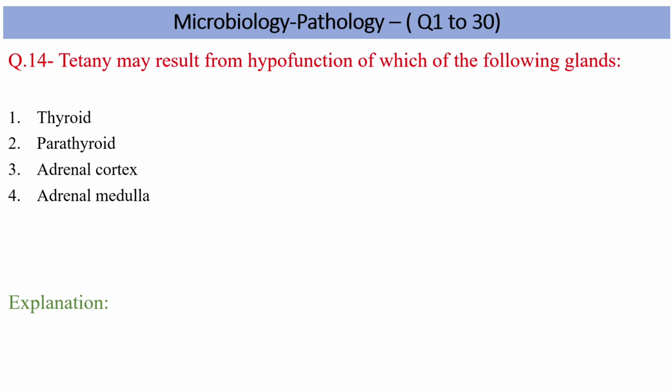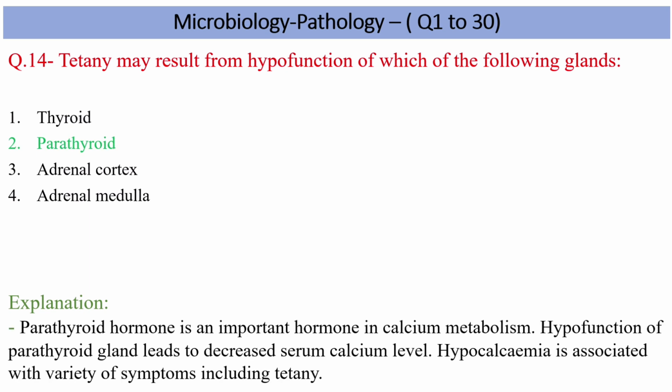Tetany may result from hypofunction of which of the following glands? Thyroid, parathyroid, adrenal cortex, adrenal medulla. The correct option is parathyroid. Parathyroid hormone is an important hormone in calcium metabolism. Hypofunction of parathyroid gland leads to decreased serum calcium level. Hypocalcemia is associated with a variety of symptoms including tetany.